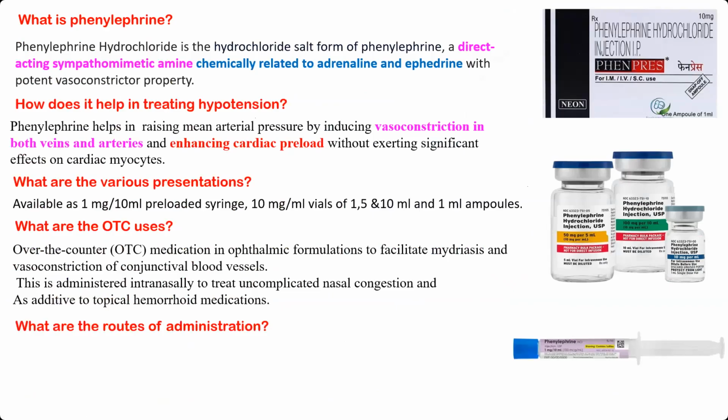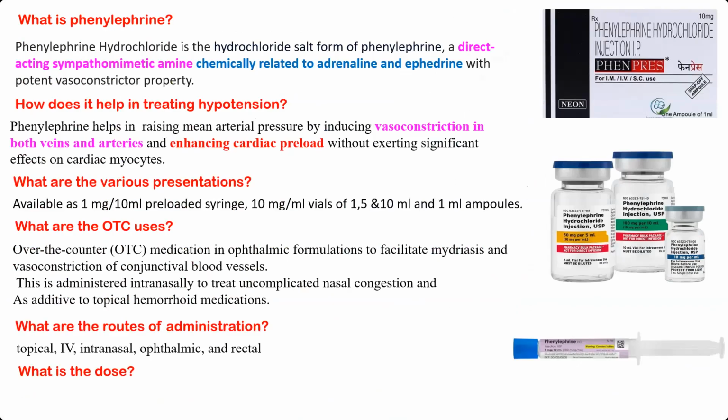Intravenous. We normally give phenylephrine intravenously as anesthesiologists for treating hypotension, but it can also be given intranasal, ophthalmic, rectal, and topical. What is the dose of phenylephrine? 50 to 100 mics IV boluses.